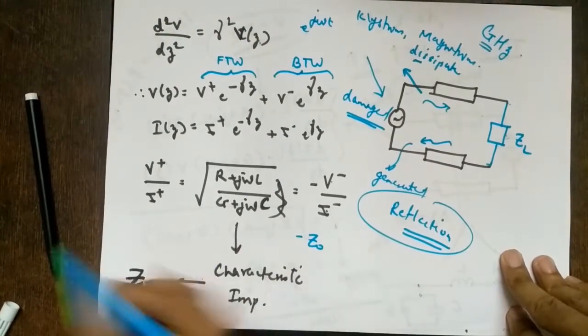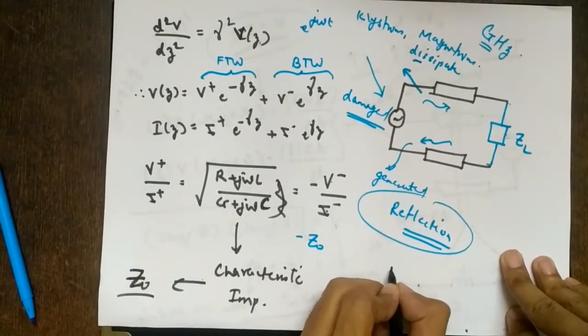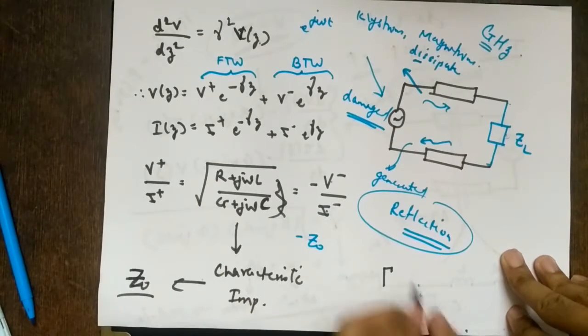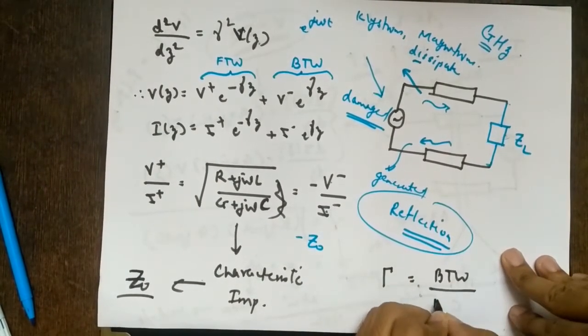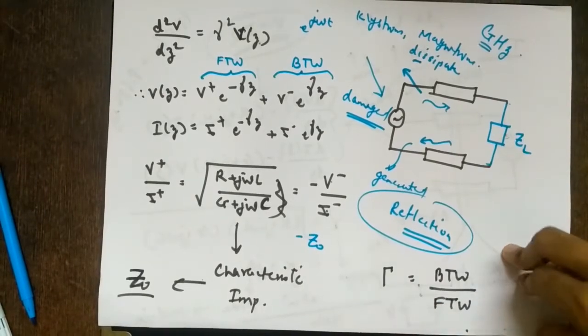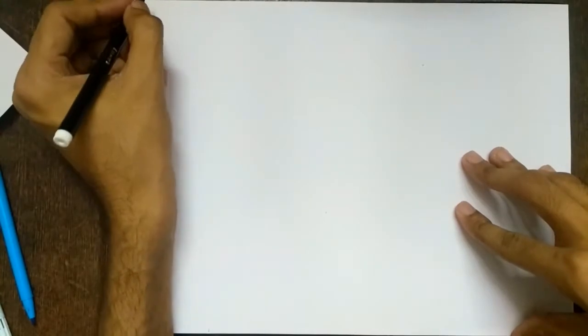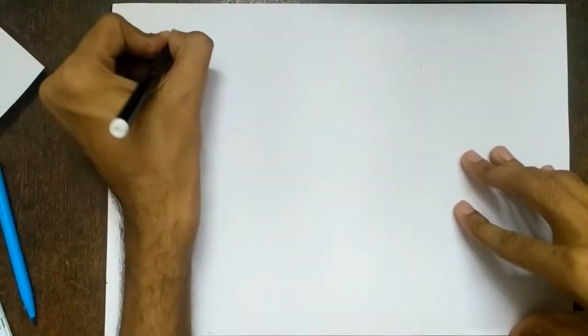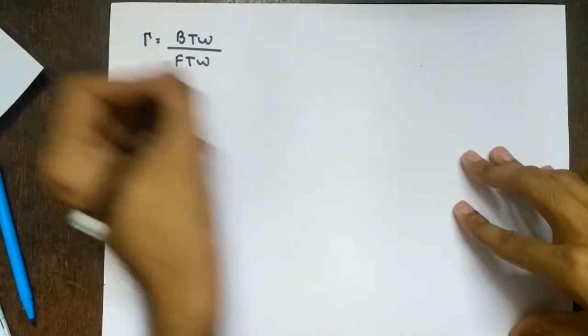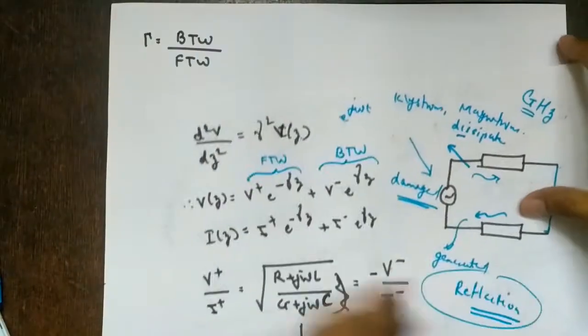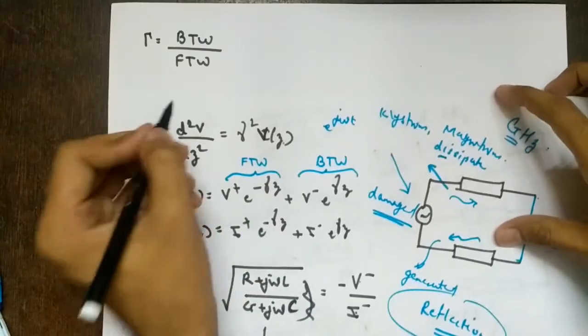That is quantified using the symbol gamma, okay, and it is defined simply as the backward traveling wave upon the forward traveling wave. Okay, so again I'll write it here. How is it defined? As the ratio of the backward traveling wave to the forward traveling wave, right? So what is my backward traveling wave? V minus e raised to gamma z, right?